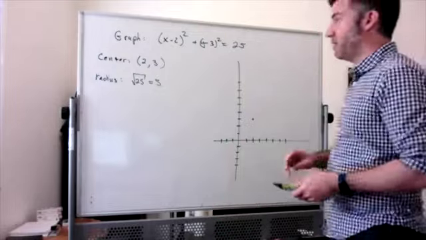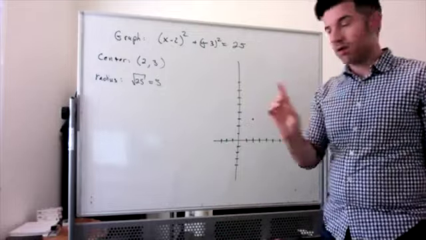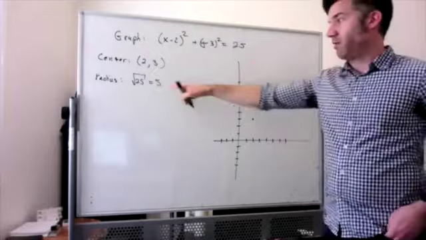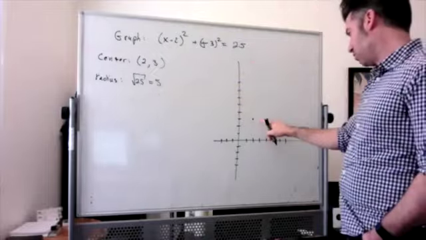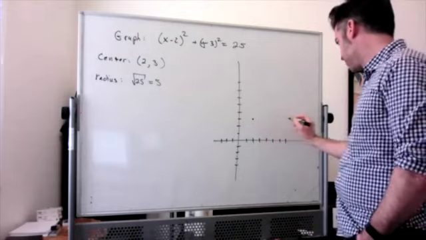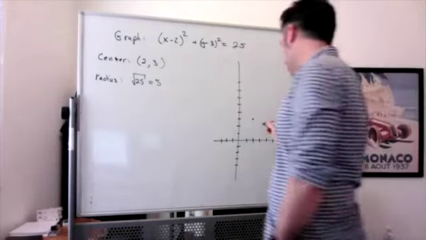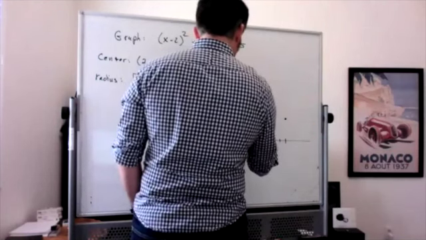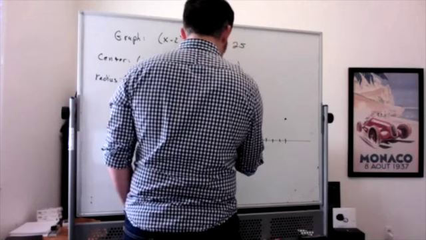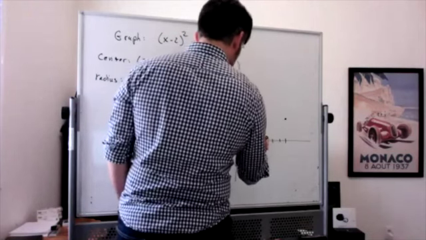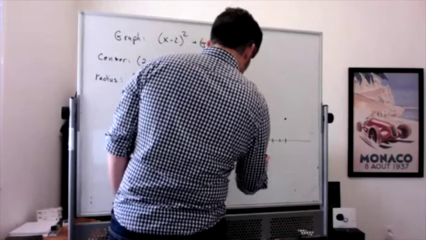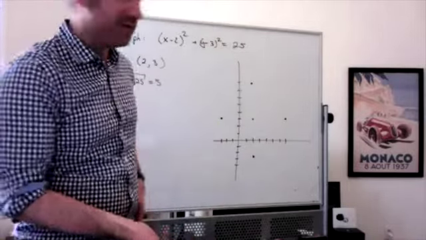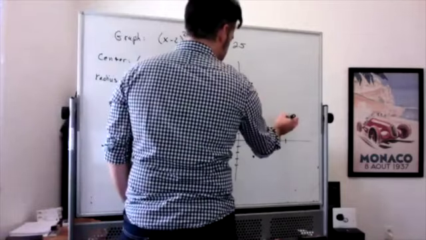And then I'm going to plot 4 more points, 1 in each of the 4 directions. I'm going to go 5 to the right: 1, 2, 3, 4, 5. I'm going to go 5 up: 1, 2, 3, 4, 5. I'm going to go 5 to the left: 1, 2, 3, 4, 5. I'm going to go 5 down: 1, 2, 3, 4, 5. So there's the 4 corners of the circle. And then I'm going to try my best to draw the circle.